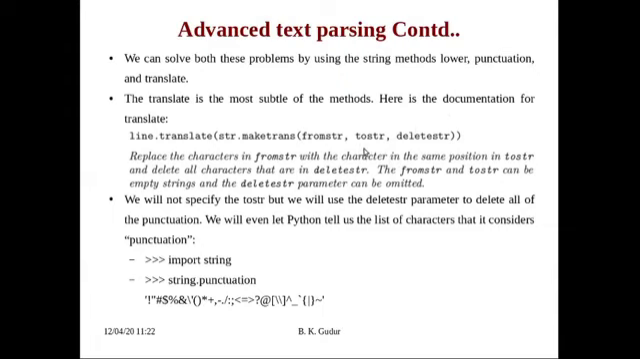So let us see, if we use this, you will understand. We will not specify the to string, but we will use the delete string parameter to delete all the punctuations. We will even let Python tell us the list of characters that it considers. There is something called punctuation: if we import string and type string dot punctuation, it will list all the punctuation that Python will consider.